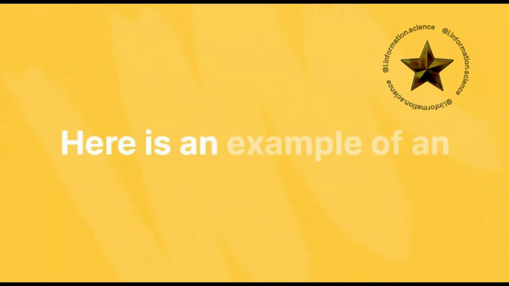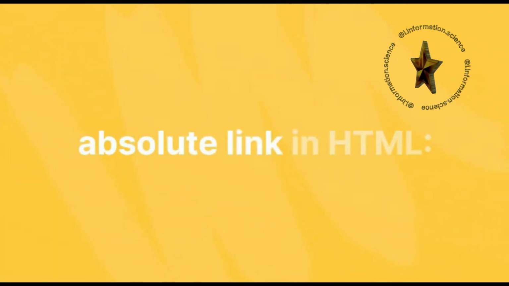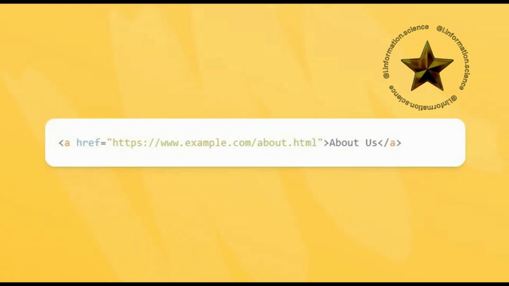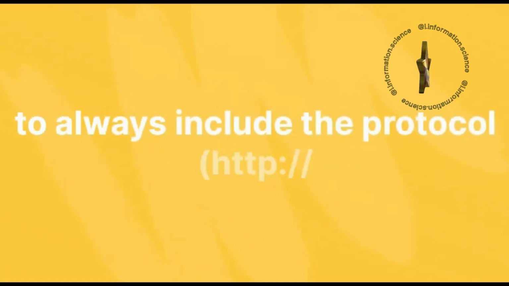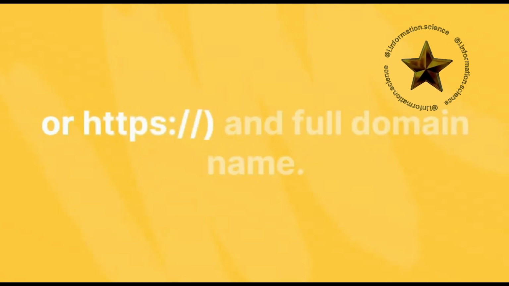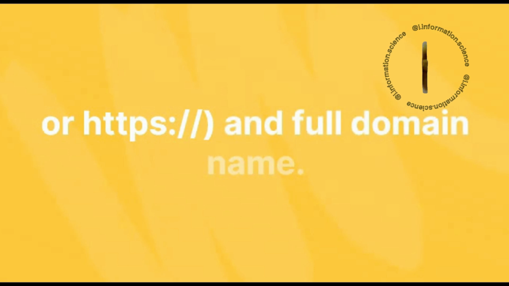Here is an example of an absolute link in HTML. Opening our anchor, href is equal to https://www.example.com/about.html, About Us, closing our anchor. When using absolute links, it's important to always include the protocol, http:// or https://, and the full domain name.